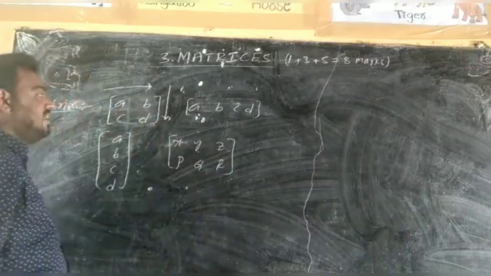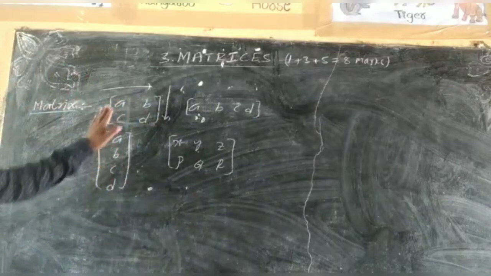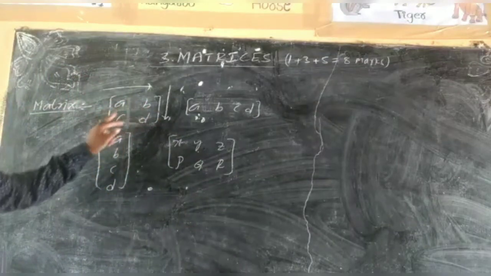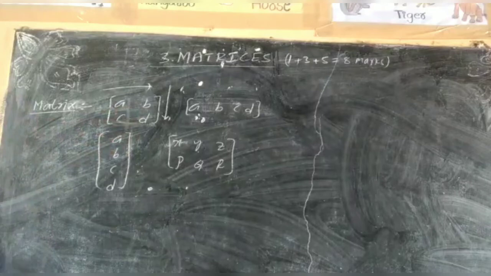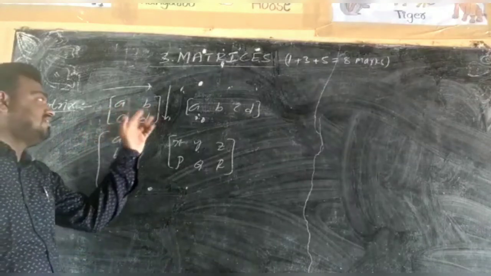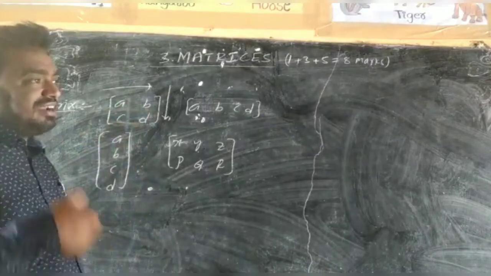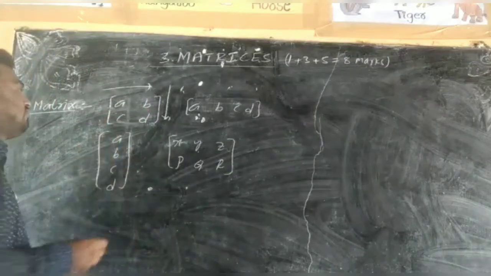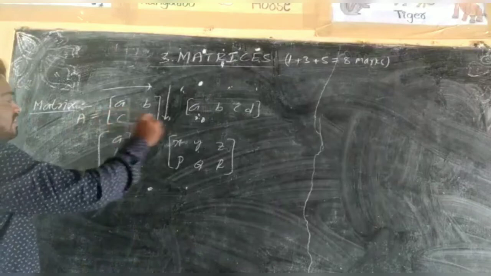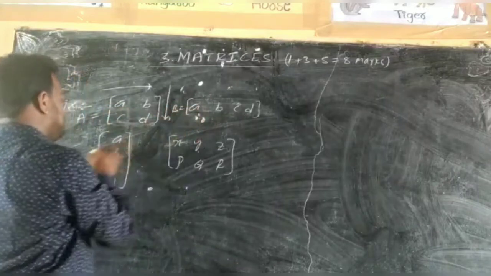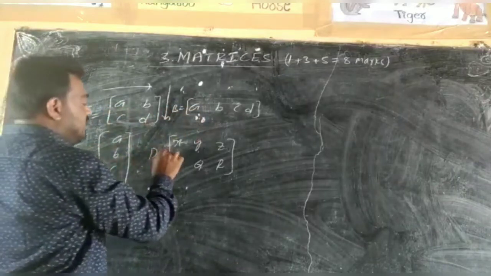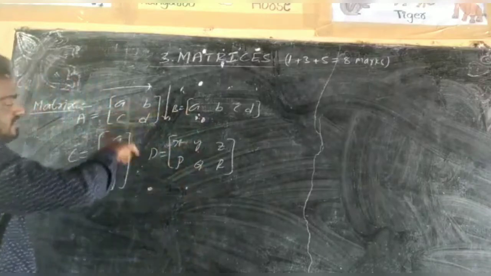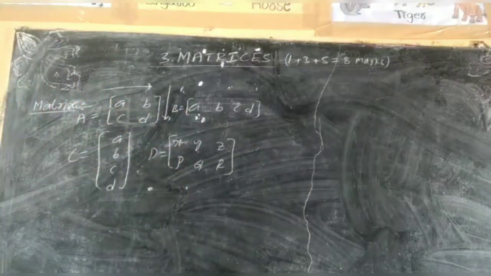Okay? So the elements in a matrix are generally denoted by small letters, and the matrices are denoted by capital letters, like capital A, capital B, capital C, capital E. The elements are denoted by small letters.